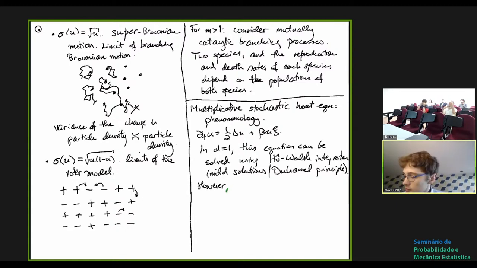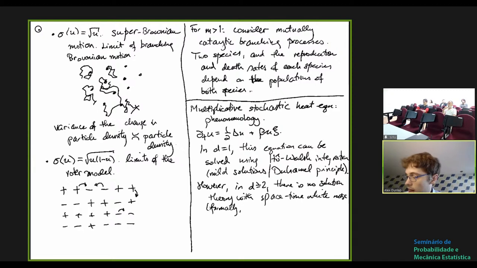However, in dimension two, or dimension greater than or equal to two, there is no solution theory with space-time white noise. Formally, the variance blows up. So if you try to do a fixed point argument, you won't be able to control the variance. We're still interested in directed polymers in dimension two, so we're still motivated to solve this equation in dimension two. But this space-time white noise is not going to be something we're able to solve it with.